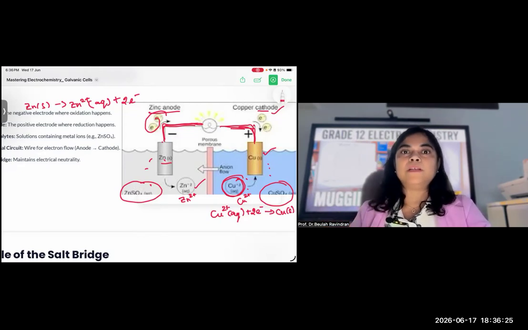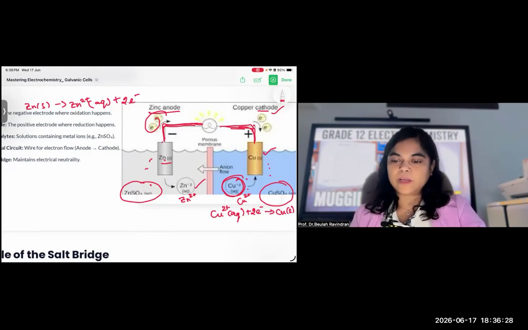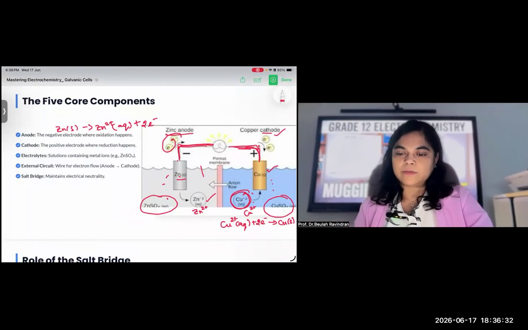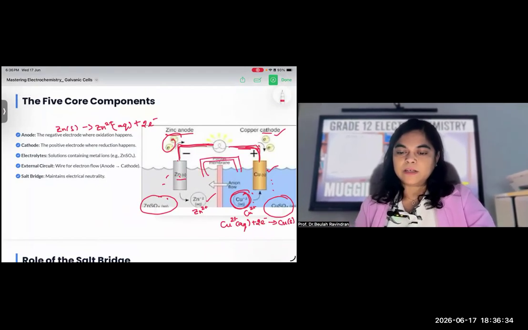To fix this, we introduce the salt bridge. It was not indicated here, but I'll explain. This is the salt bridge. You must know the purpose of the salt bridge.